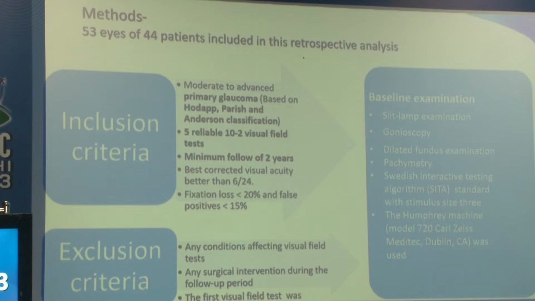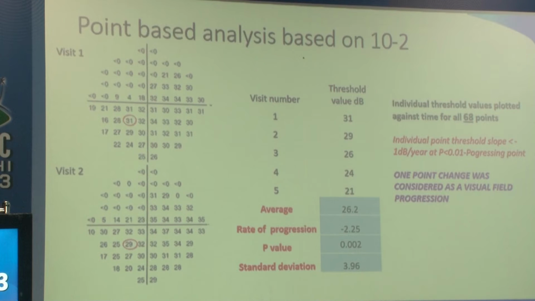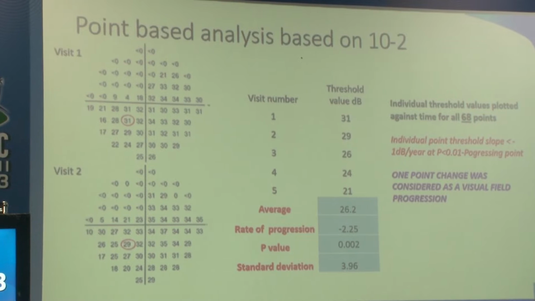These are the baseline tests conducted for all the patients. For all 68 points based on 10-2, for each point we calculated the average threshold value, rate of progression including p-value, and standard deviation analysis. We marked the point as a progressing point if the threshold slope was worse than -1 decibel per year at a p-value of 0.01. And we considered a field as progressing even if there was a single point with significant change.